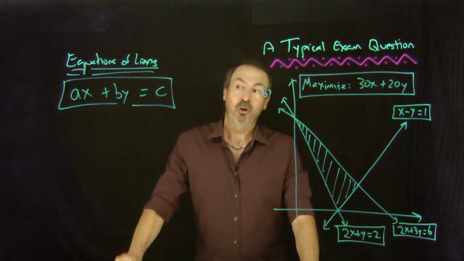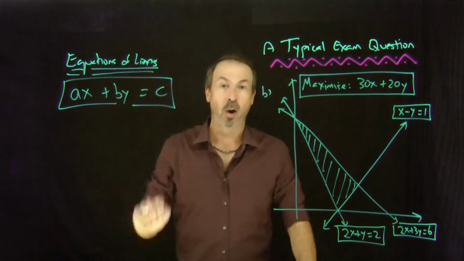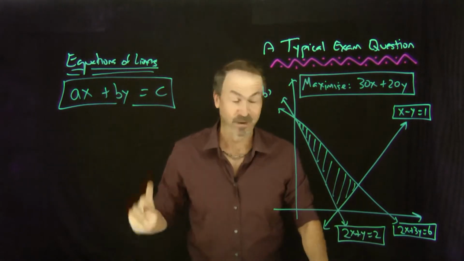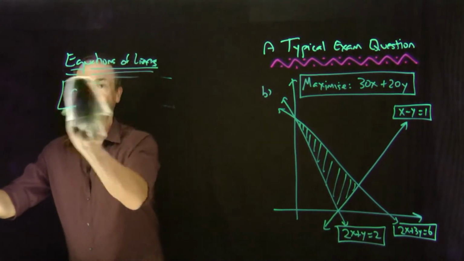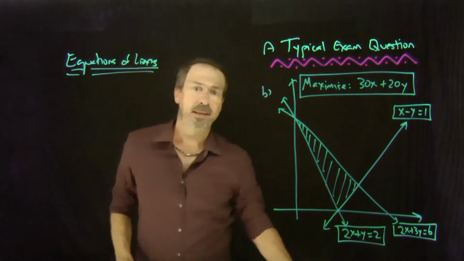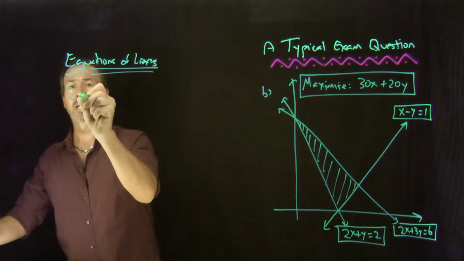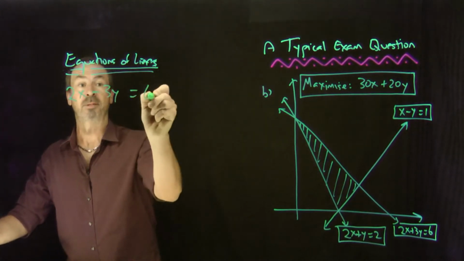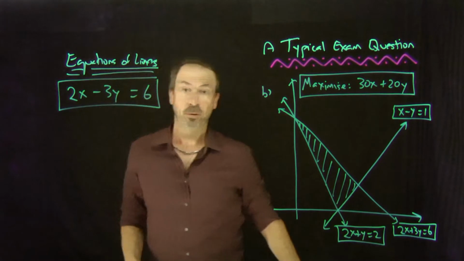Then we also need to be able to graph equations of lines. If I give you an equation like this, make sure we can graph it. In fact, let me do that. Let me go do a couple of examples, and I'll show you how my brain thinks through these examples. For example, suppose we're given 2x minus 3y equals 6, and we're asked to graph it.